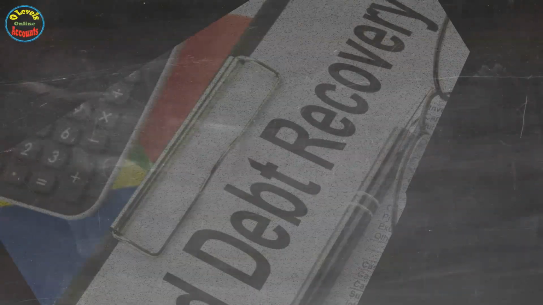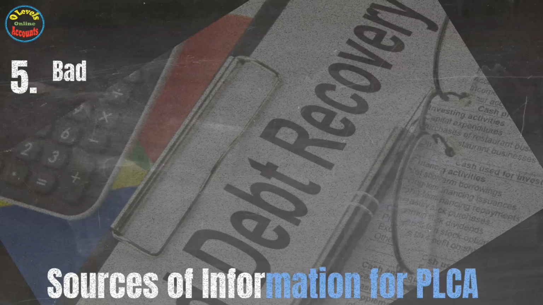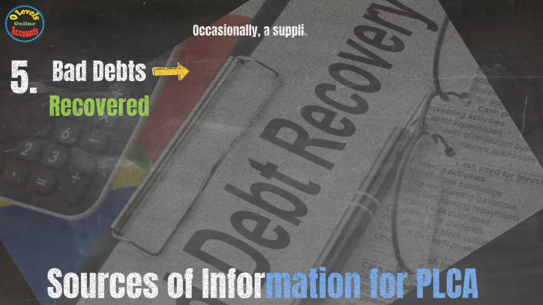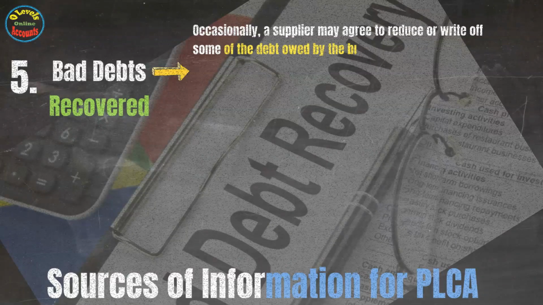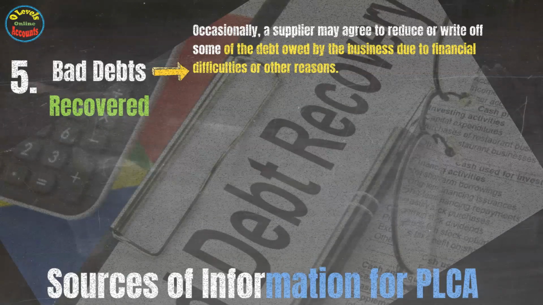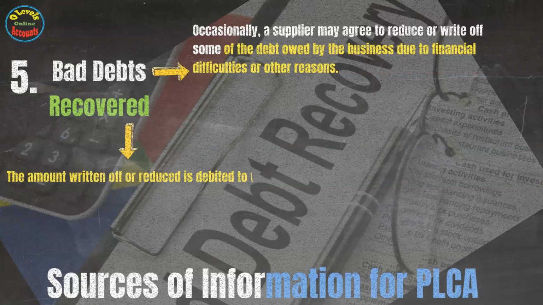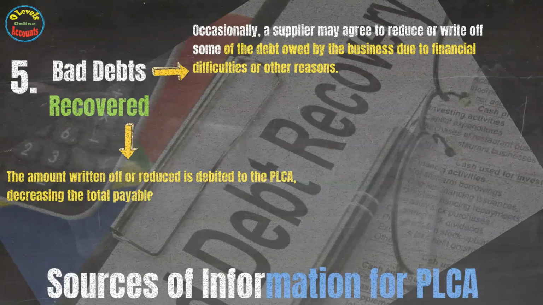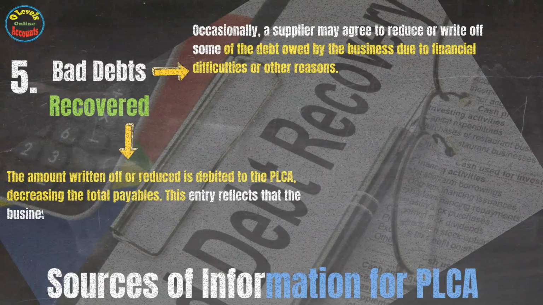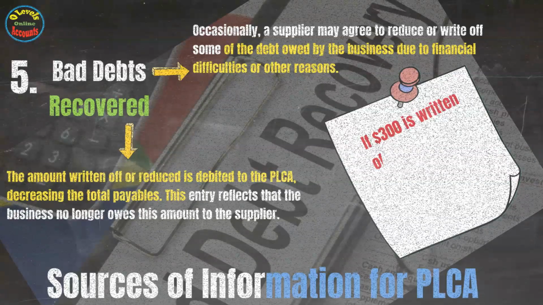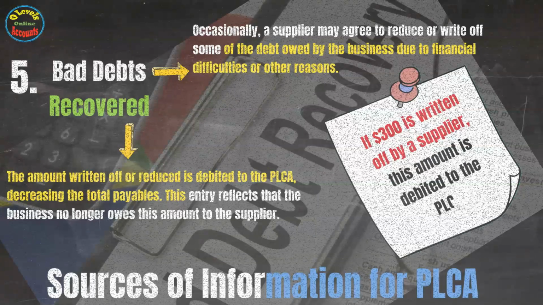The fifth piece of information, which would be a source for the PLCA, is the bad debts recovered. Occasionally, a supplier may agree to reduce or write off some of the debt owed by the business due to financial difficulties or other reasons. The amount written off or reduced is debited to the PLCA, decreasing the total payables. This entry reflects that the business no longer owes this amount to the supplier. If $300 is written off by a supplier, this amount is debited to the PLCA. Let's check the other source.